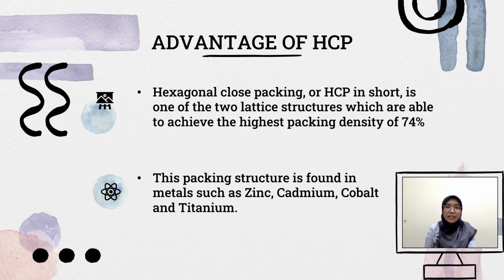Okay, for the advantage of HCP, the hexagonal close packing, or HCP in short, is one of the two lattice structures which are able to achieve the highest packing density of 74%. And this packing structure is found in metals such as zinc, cadmium, cobalt, and titanium.